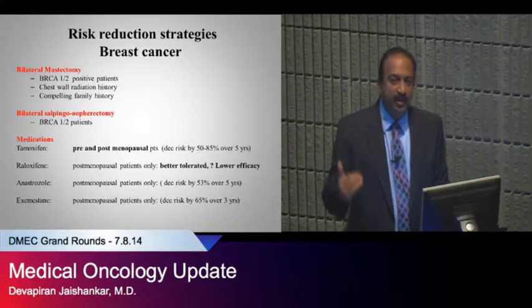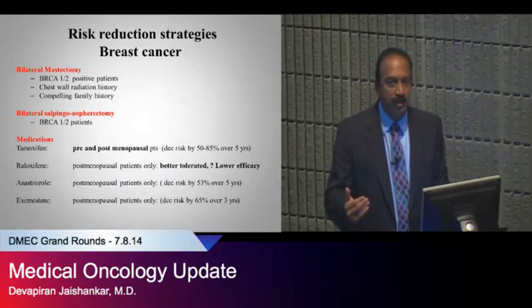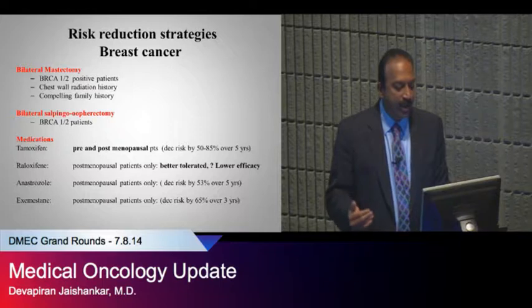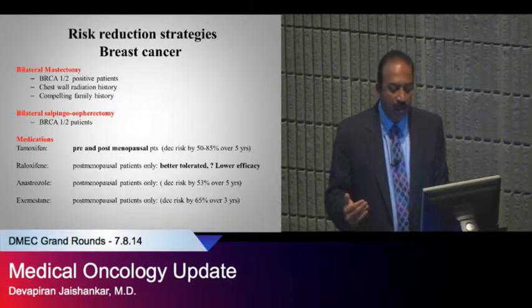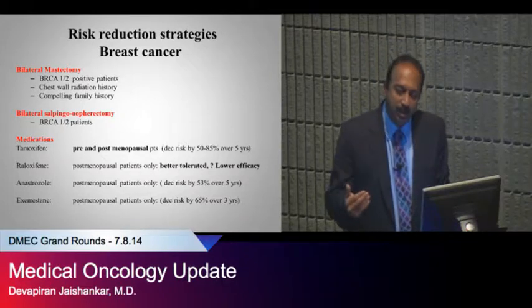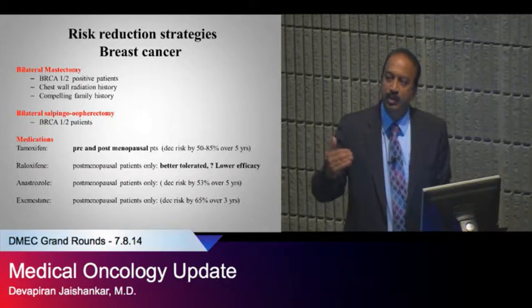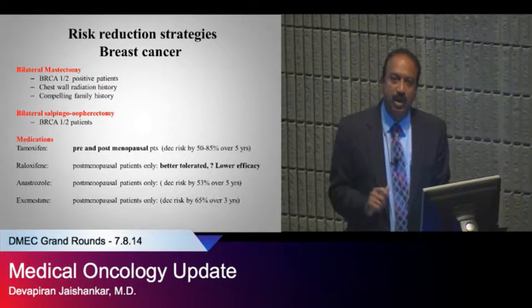And then there's a list of medications, and we've talked about some of these. Tamoxifen for the pre- or postmenopausal lady. Tamoxifen, anastrozole, and exemestane for the postmenopausal lady. Raloxifene, much better tolerated than tamoxifen, but some recent data indicating that the efficacy is not as good.